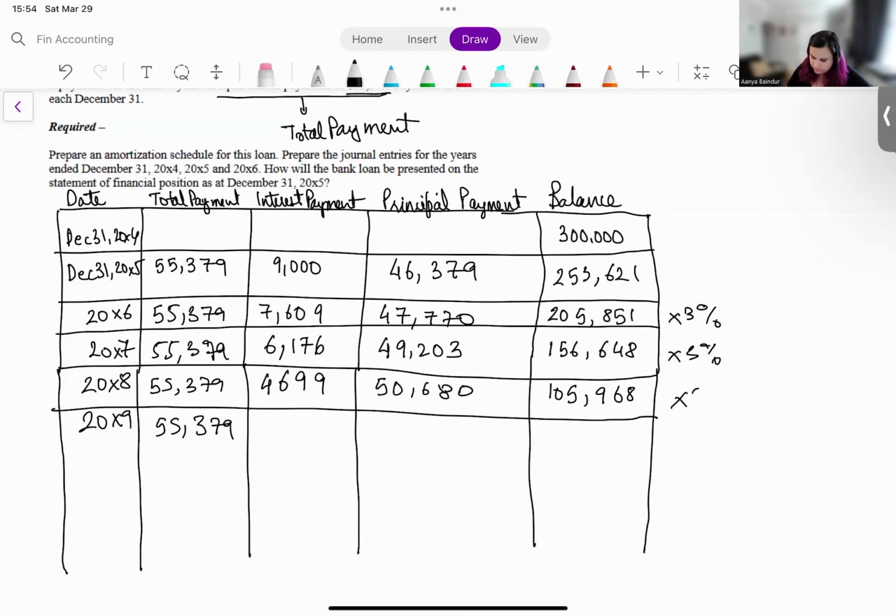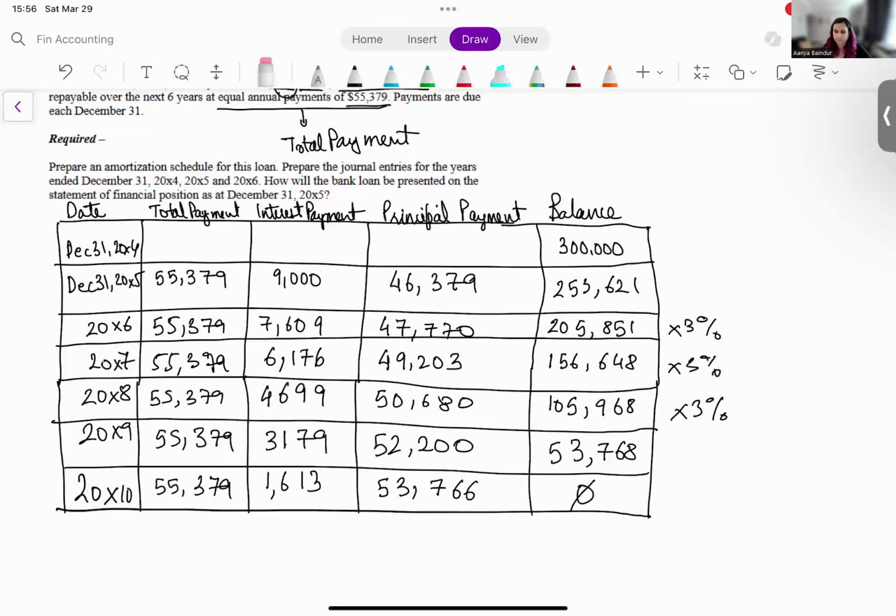105968 into 3% gives you the interest amount. 3179. 55379 minus 31. I'll just skip ahead to what the end result looks like. So this is what the end result looks like.